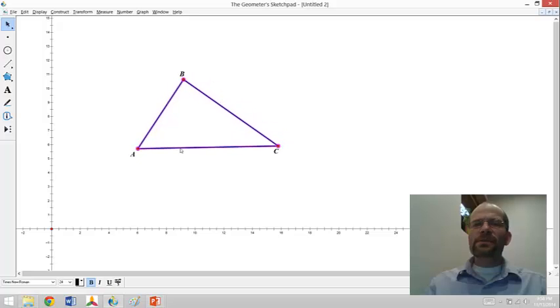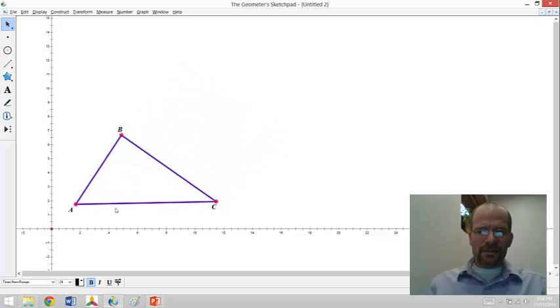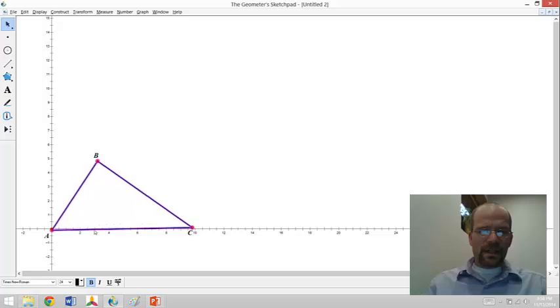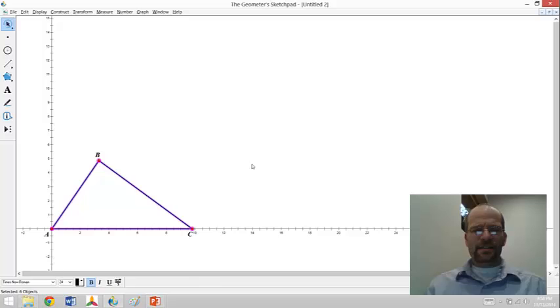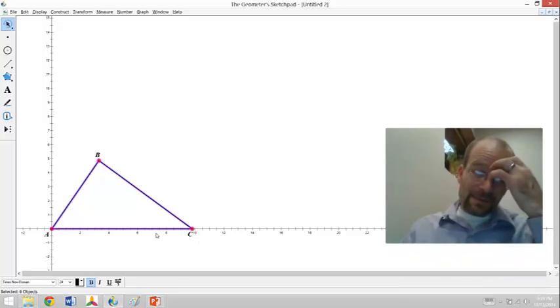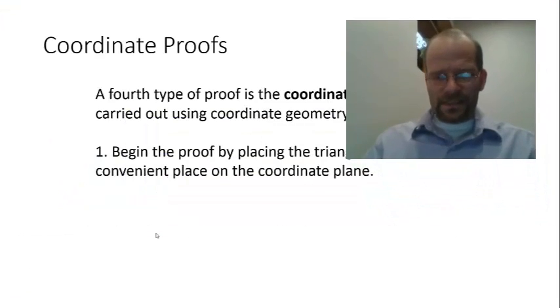It turns out one of the most convenient places is to park the triangle so that one of the vertices is right at the origin. So we'll just park that A right there at the origin. The next thing that will be helpful is to move one of the sides so that it's right on the x-axis, like that. So now I've taken generic triangle ABC and parked it in a place where it's a little more convenient for us to look at. I've parked it so that one of the vertices is at the origin, and one of the sides is along the x-axis.